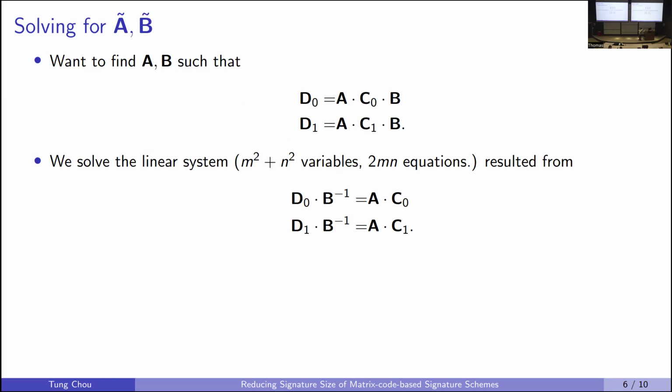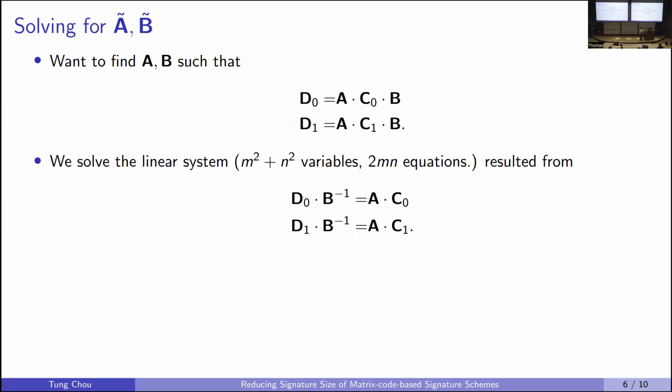So the problem you're facing is like this. You have D0 equal to A C0 B, and D1 equal to A C1 B. You want to solve this system for A and B. And if you consider entries in A and B as variables, then this looks like a quadratic system. But a simple thing you can do is to move B to the left-hand side, and then you suddenly have a linear system. And this is going to be a linear system with m squared plus n squared variables and 2mn equations.